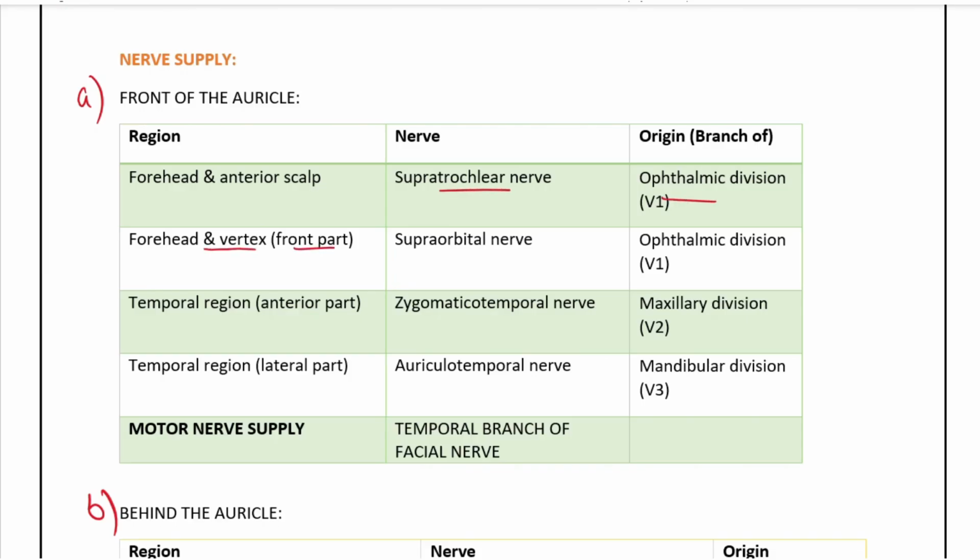Forehead and vertex, the front part, is supplied by supraorbital. The anterior part of the temporal region is supplied by the zygomaticotemporal, while the lateral part of the temporal region is supplied by the auriculotemporal nerve. Okay, the motor nerve supply is from the temporal branch of the facial nerve.